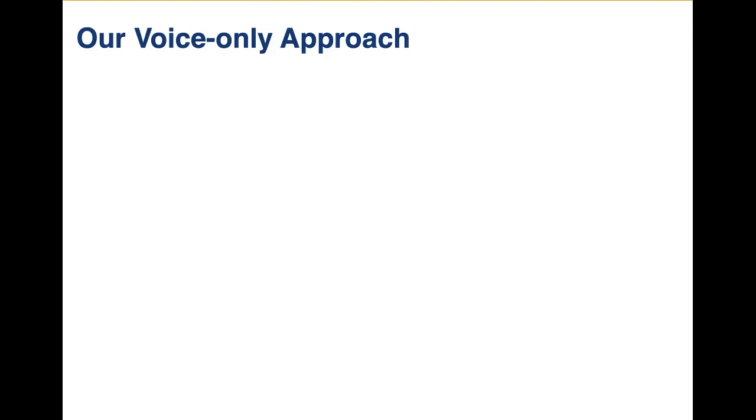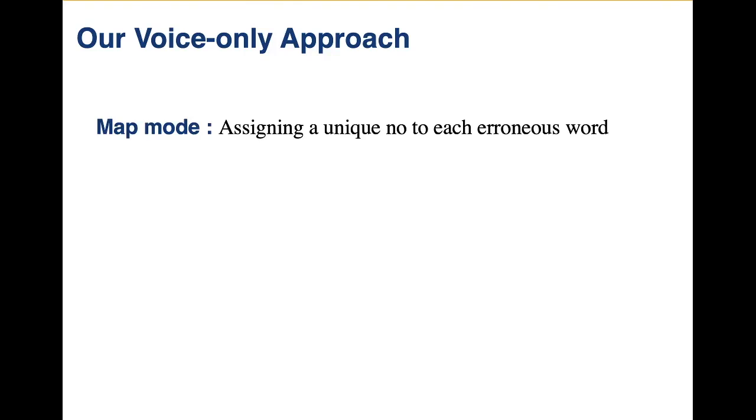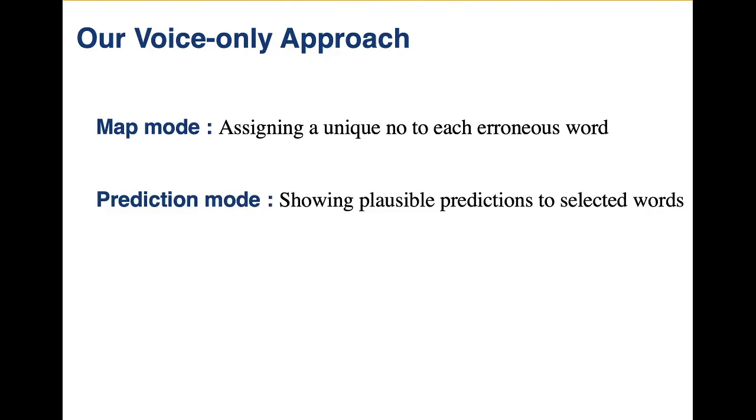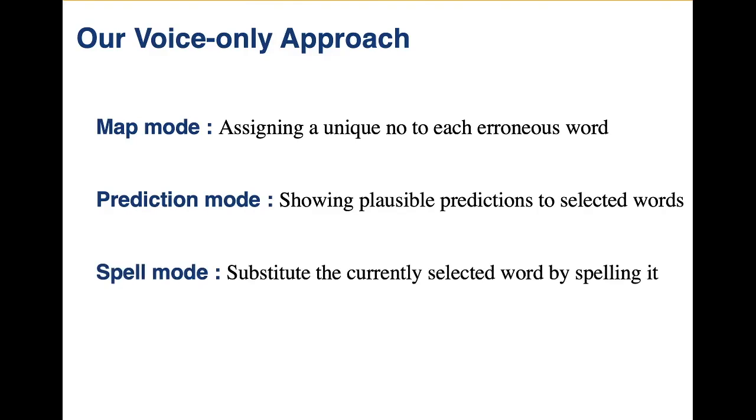So based on this feedback, we devised our voice-only approach. We designed an approach with map mode, wherein we assigned unique numbers to each of the erroneous words. Then prediction mode, which showed plausible predictions for selected words, and if the right word is not there, then there is a spell mode, wherein people can substitute the currently selected word by just spelling the correct word.